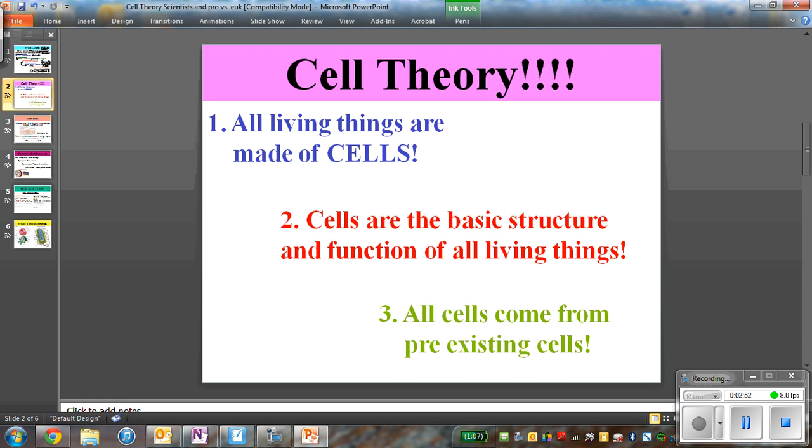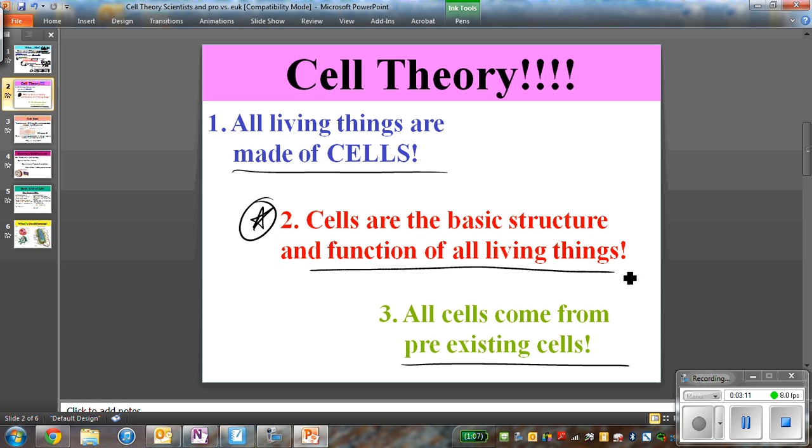With the cell theory, you really got to remember these basic three rules. All living things are made of cells, right? Just finished talking about that. All cells come from pre-existing ones. We did just talk about that too. The one we did not just mention a second ago, but is actually just as important, is number two here. Cells are the basic structure and function of all living things. That goes back to the characteristics of life. Remember, according to the characteristics of life, cells are what living things are made of. So if that's what they're made of, then they must be the basic structure of living things. So that's the theory.